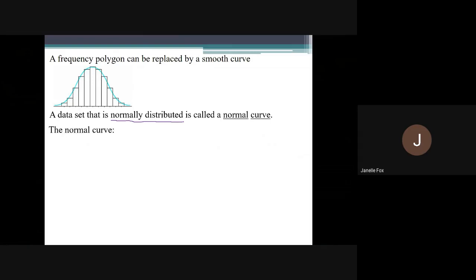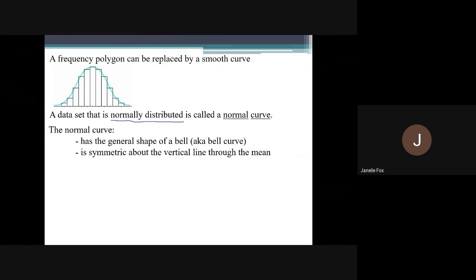The normal curve has all these fun facts about it. You filled in the normal curve on your notes, and now we're going to write down 4 fun facts. It has the general shape of a bell, and that's why sometimes they call it a bell curve. It tails off at the edges and gets really fat in the middle.